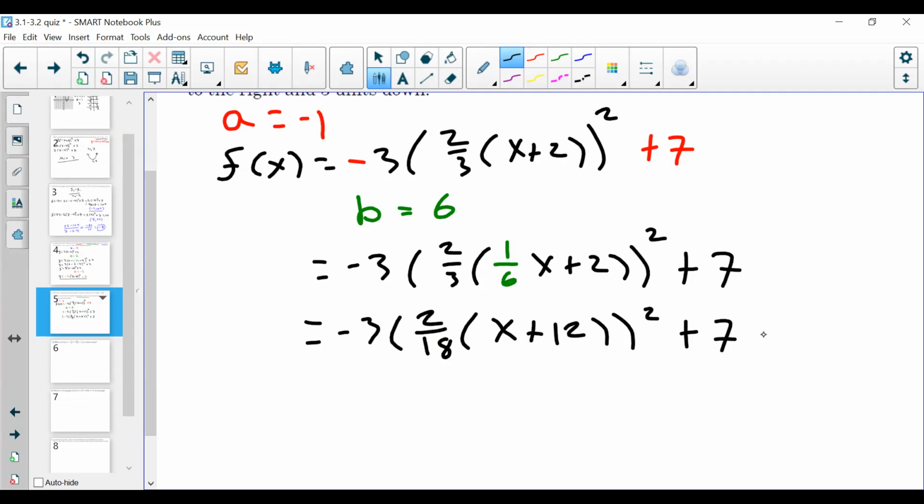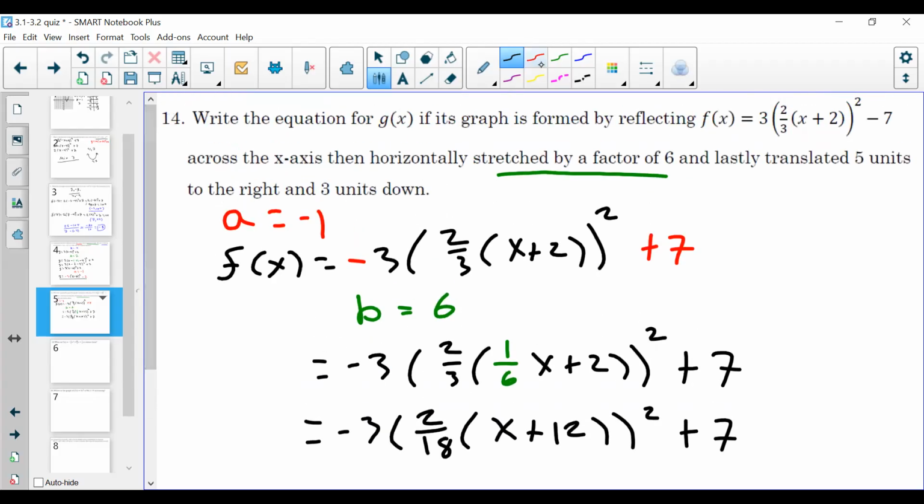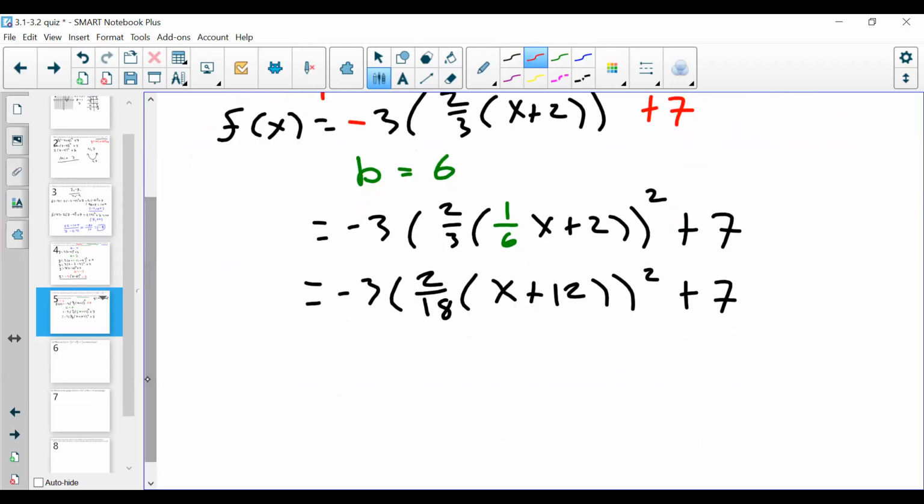2 over 3 times 6 over 1. So you think that your b is 6, so you plug in 6 into the equation, right? Remember the vertex form? That's y equals a of 1 over b times x minus h. Remember that? So it's 1 over b. So if I'm stretching by a factor of 6 horizontally, that means my b is 6. So you put into the equation 1 over b, which is 1/6. Yeah, 2/3 by 1/6. I'm factoring out 1/6.